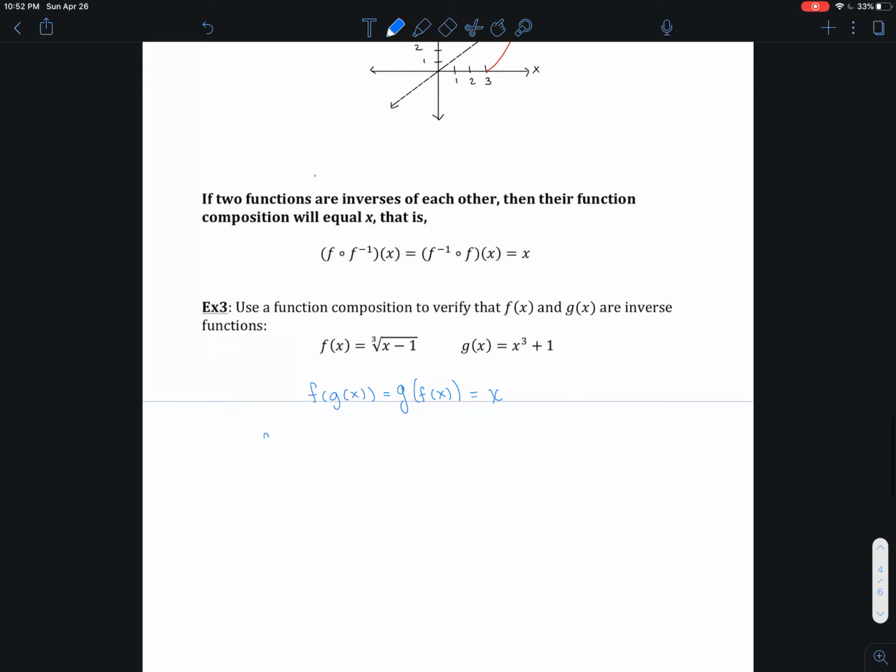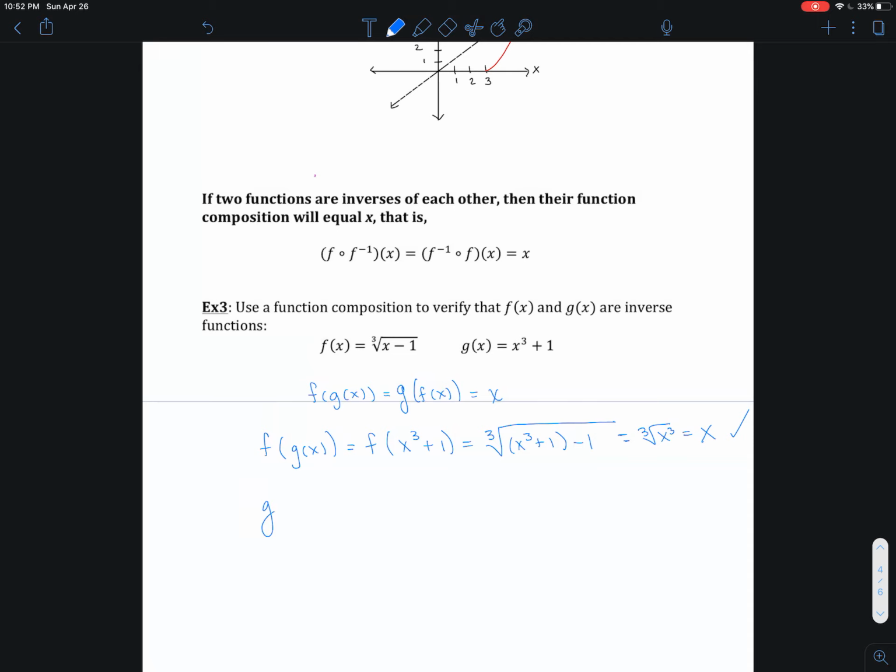So the first thing we're going to do is find f of g of x. Always work our way inside out. So we're going to first plug in the g of x, and then I'm going to plug in that x cubed plus 1 into our f function. So as you can see, the plus 1 and the minus 1 cancel out. So we get cube root of x cubed, and cube root of x cubed is x. Okay, so this one equals x.